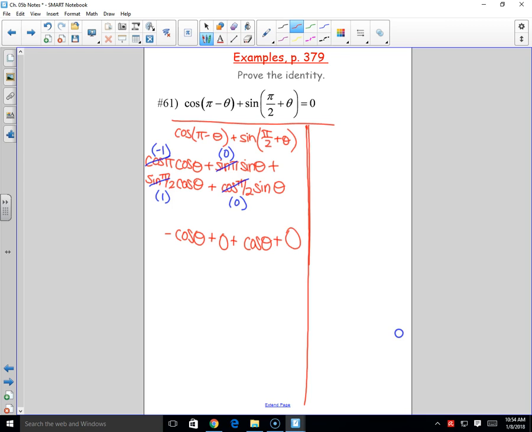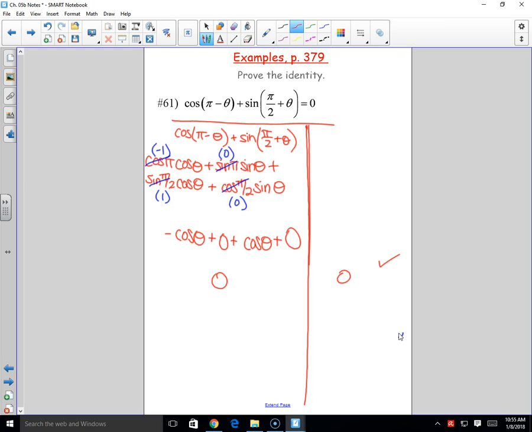Anything times 0 is 0. Got it. All right. What did this mean? The sum and difference formulas and the unit circle. Done. Cool?